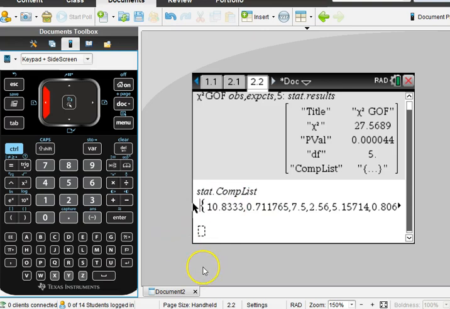So that's how you do a chi-square goodness of fit test. I'm going to show you one other variation of this, the random number problem, in a separate video.